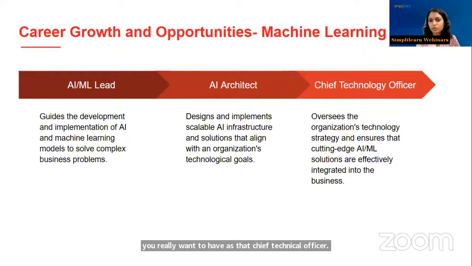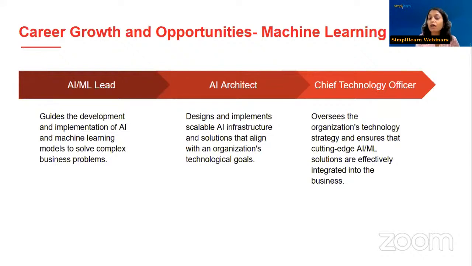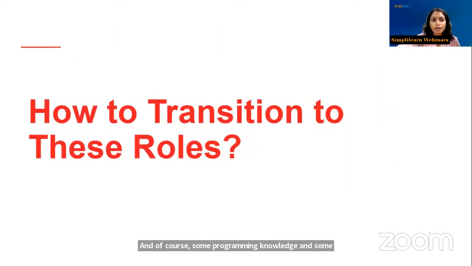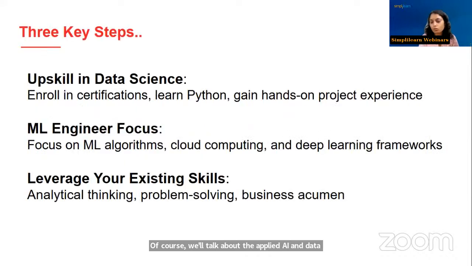So all they would need is to develop an understanding of how these models are built, and of course, some programming knowledge and some statistics background as well. So we'll come to that in a while. And let's just understand how you can exactly transition to these roles. Of course, we'll talk about the applied AI and data science course in depth, but just a quick overview of what are the key steps that you will need to follow, if you can take them through.